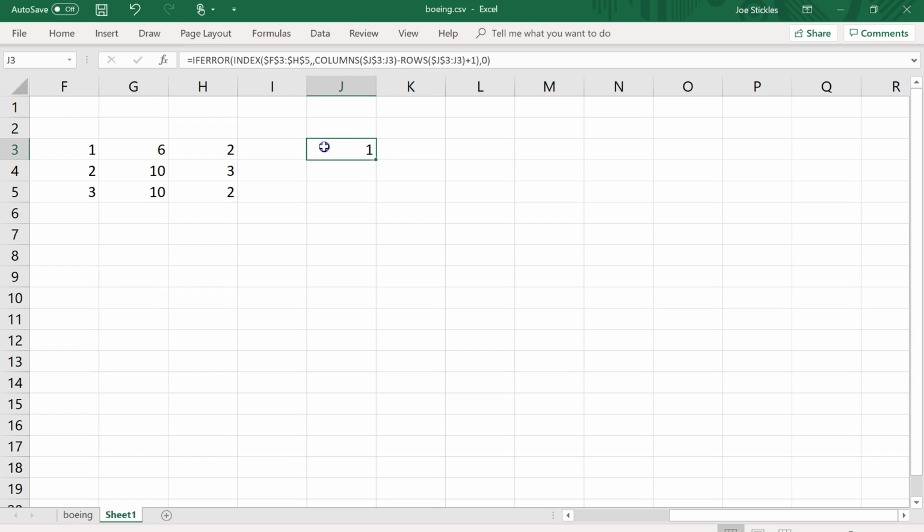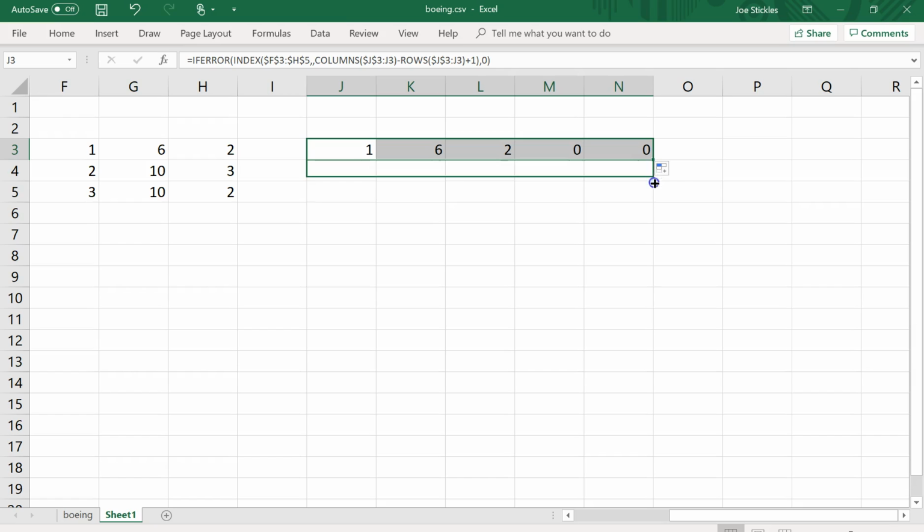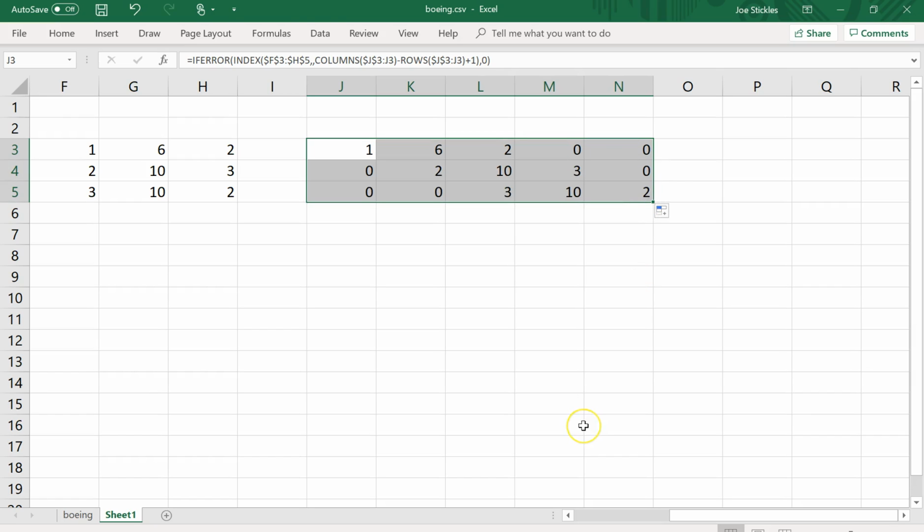Notice the 1 pops up. We're going to end up with what size of matrix here? Well, we know C1, we're looking for C2, C3, C4, and we have a dummy of C5. So I need to copy this over to make 5 columns, and then just down. And you can see it shifted things over.